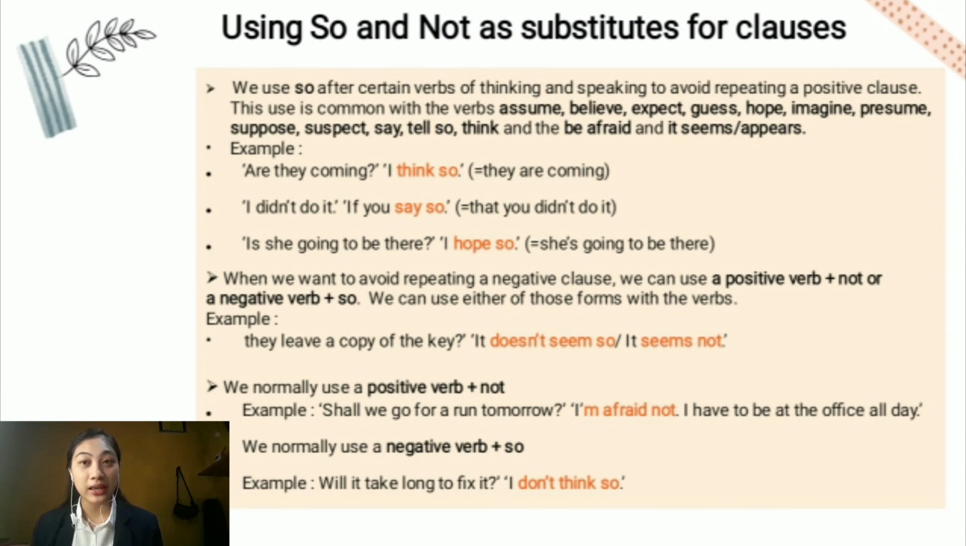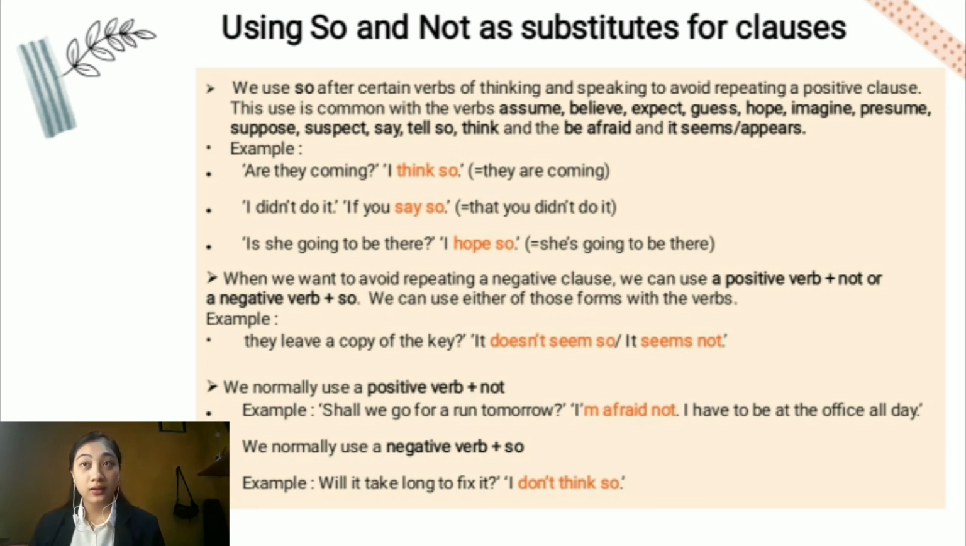The next material I will explain is using so and not as substitutes for a clause. We use so after a question form of thinking and speaking to avoid repeating a positive clause. This use is common with the verbs assume, believe, expect, guess, hope, presume, imagine, suppose, suspect, say, tell, think, and be afraid, and it seems or appears.